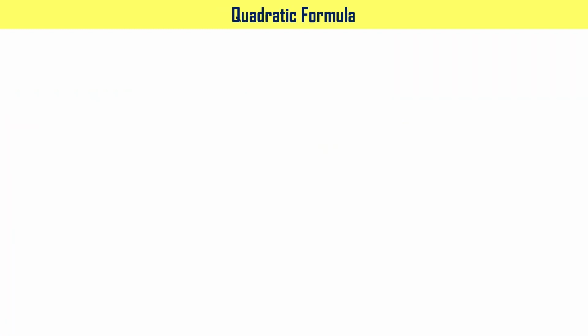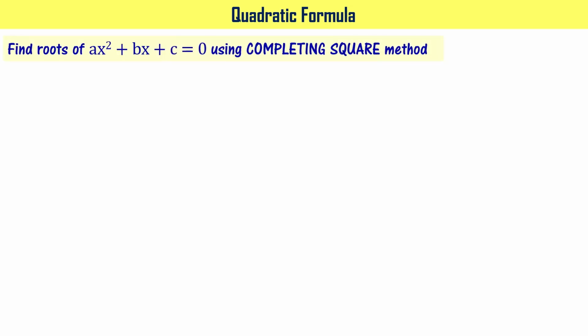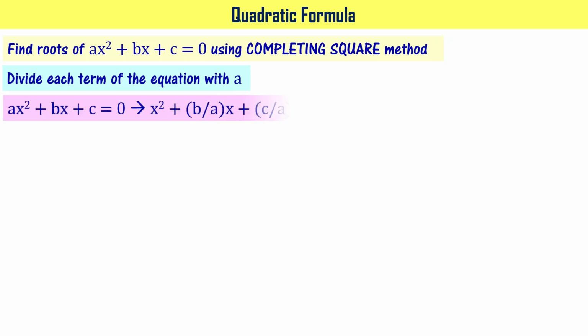Let's learn about the quadratic formula now. Find roots of ax square plus bx plus c equal to 0 using completing square method. To do that, we have to get coefficient of x square as 1, right? It means we have to divide each term of the equation with a. You do that so that you get the equation now x square plus b by a times x plus c by a equal to 0, right?